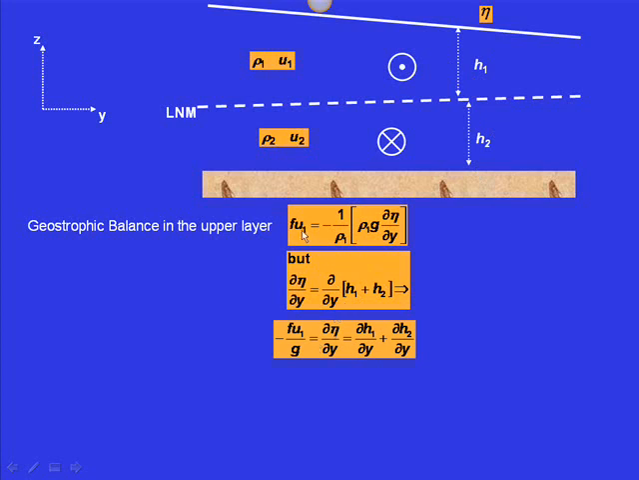So now we can represent this geostrophic balance that's written up here in terms of both H1 and H2. So we've moved the g to the denominator here, and the minus sign we moved over here. And now we have this fu over g as a function of the sum of the two slopes of the layer.